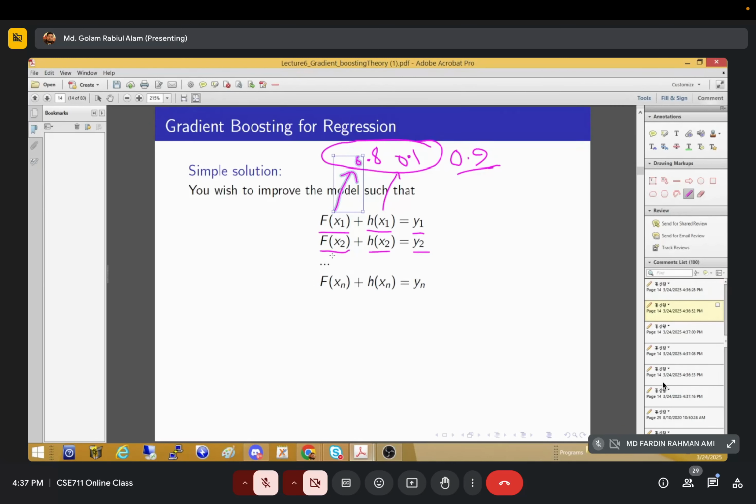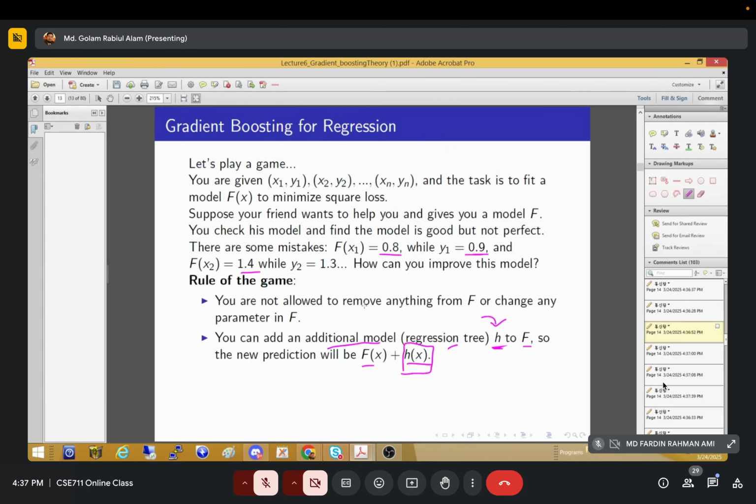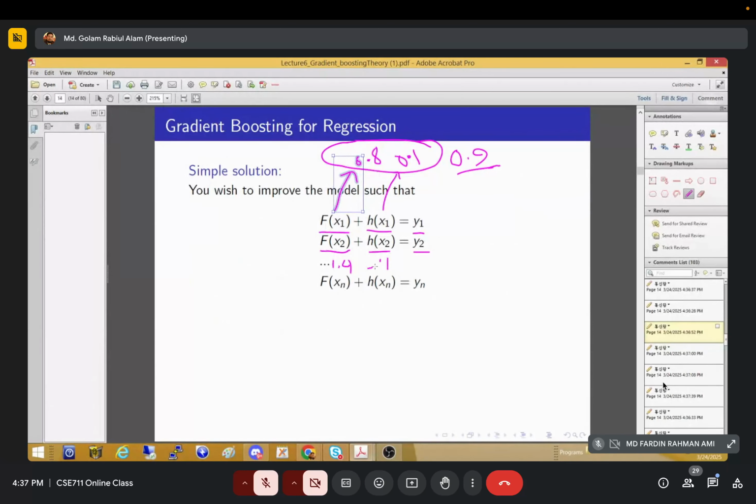Similarly, f of x2, maybe it will return another value, like here it is returned 1.4. So this is 1.4, and the new model h of x2 will maybe return negative 0.1, then we will get 1.3. Okay, 1.3. Yes.